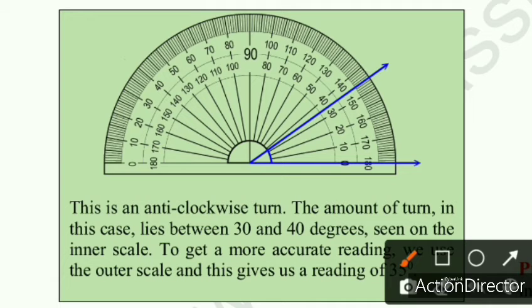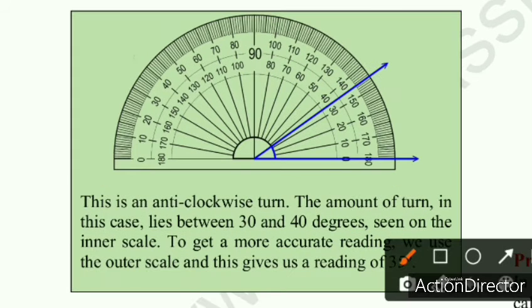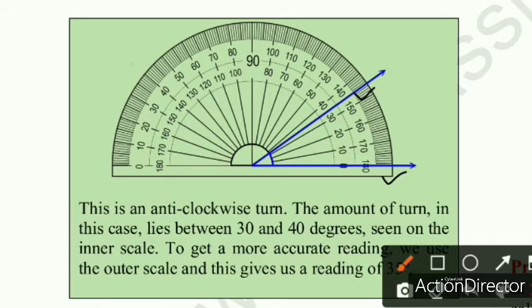You all know that when we measure an angle we use a protractor. This is the figure of a protractor here. This is an anti-clockwise turn. When the ray moves from this point to this point, this turn is known as an anti-clockwise turn. The amount of turn in this case lies between 30 and 40 degrees, seen on the inner scale, at this point, from here.